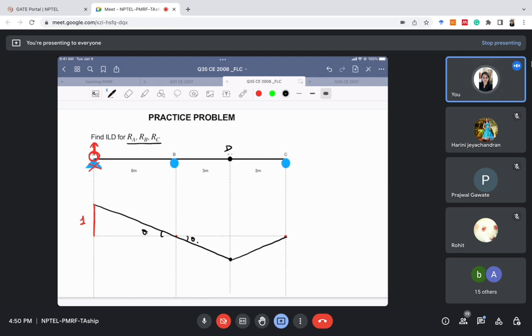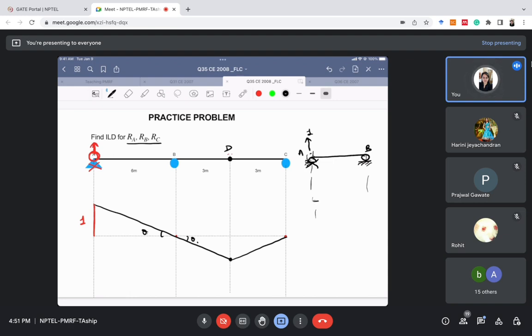If you want to see the Muller-Breslau principle clearly, you should see my previous lecture. I'll just draw it for a simply supported beam first, for revision. It is A and B, and I need to draw the ILD for reaction at A. The first step is to remove the vertical restraint from point A. The second step is to pick this point A and displace it upward by unit amount. Whatever will be the deflected shape will be the ILD for RA. So here, what will be the deflected shape?